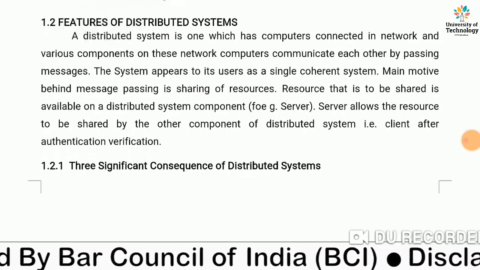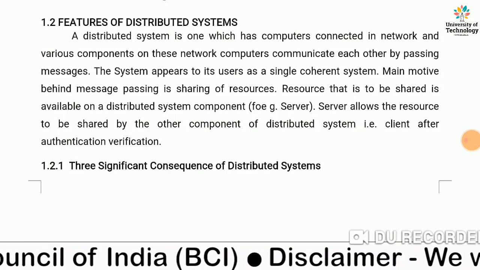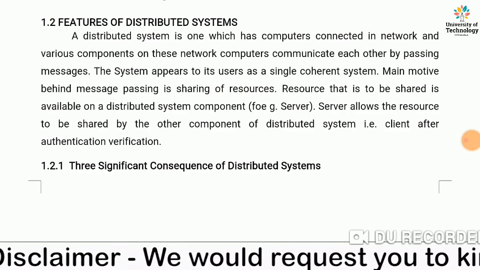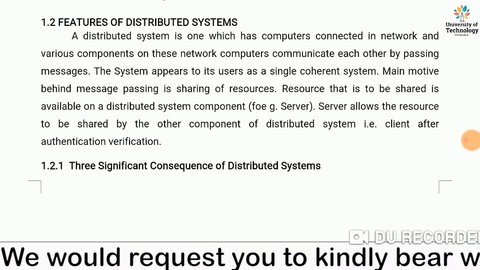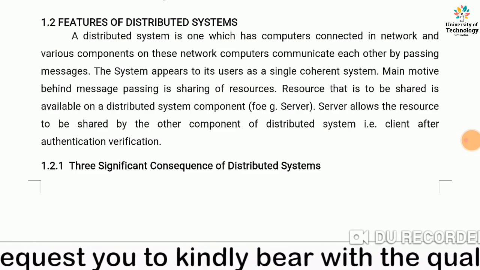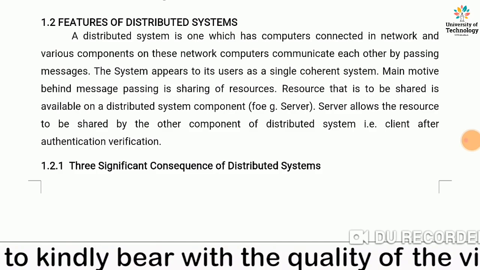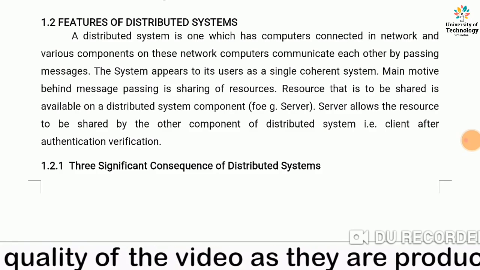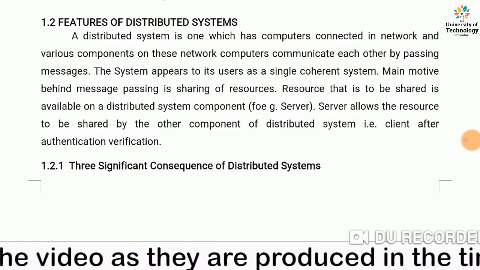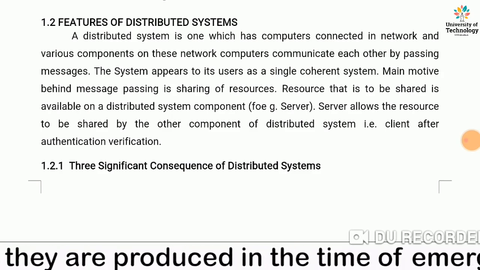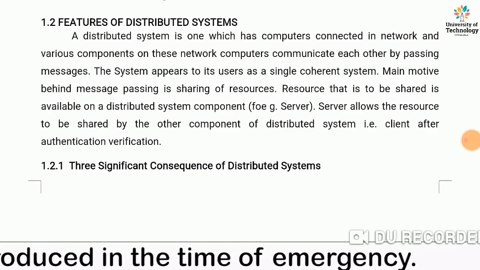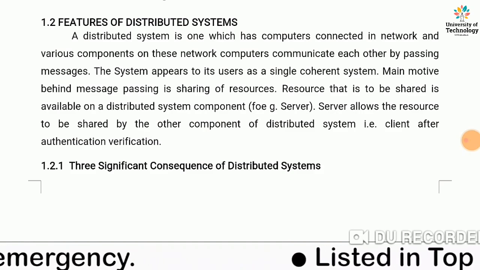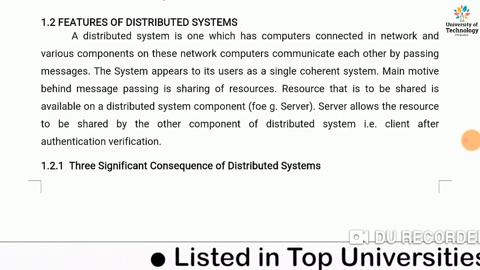Next, features of distributed systems. A distributed system is one which has computers connected in a network, and various components on these networked computers communicate with each other by passing messages. The system appears to its users as a single coherent system. The main motive behind message passing is sharing of resources. The resource to be shared is available on a distributed system component. The server allows the resource to be shared by other components of the distributed system, such as the client, after authentication verification.